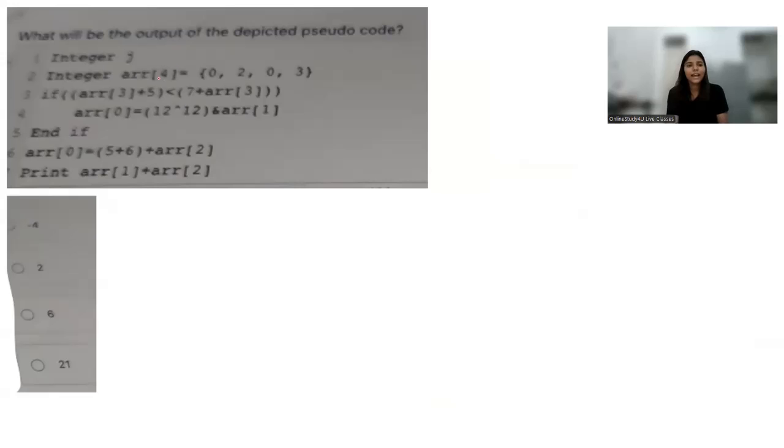We have integer A and then an integer array of size 4, and these are the elements of our array: 0, 2, 0, 3, right? So now we have to check for the condition: if array of 3, that means the element that is on index number 3, plus 5 is less than 7 plus array of 3, the third index element, right? So let's check the condition. Suppose these are the indexes and we have an array of size 4 and the array elements are 0, 2, 0, 3, right? These are the indexes and these are the elements.